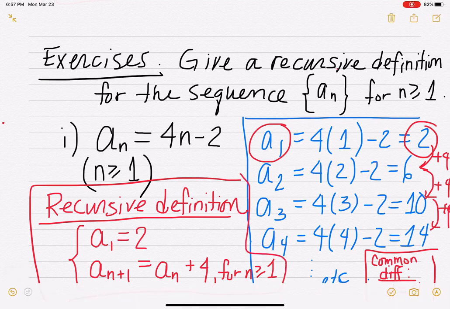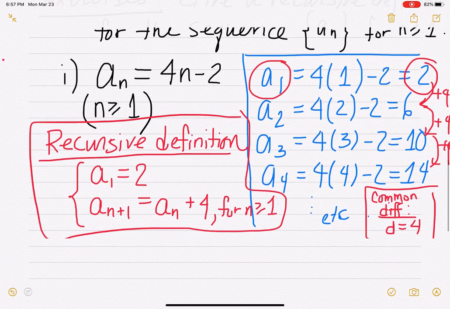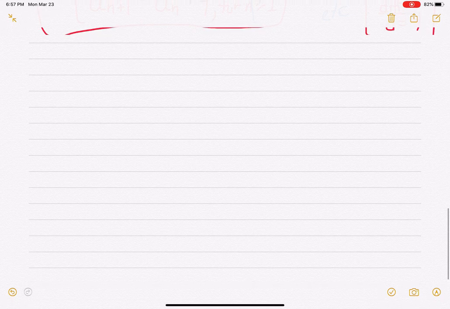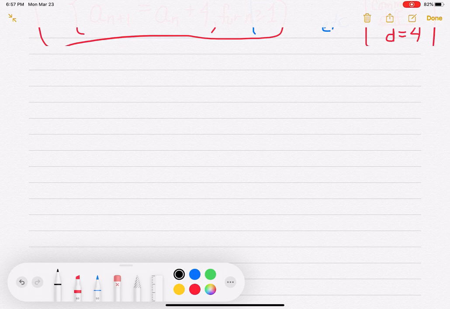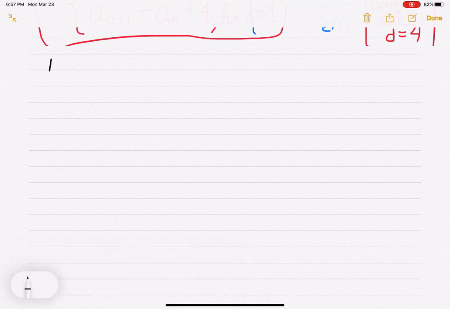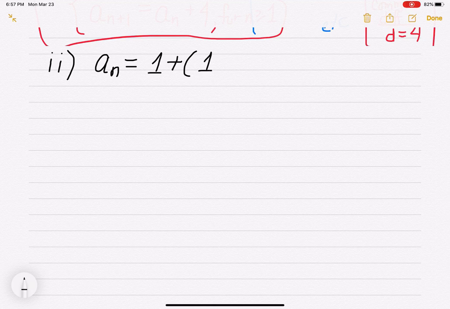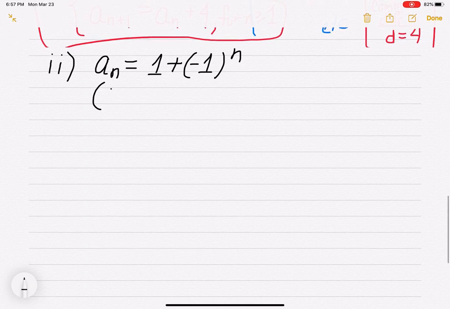Let's do another example of having a sequence in closed form and then putting it in recursive form, just to get some feel for this kind of thing. Let's call this number 2. So here my closed-form sequence is a sub n equals 1 plus (negative 1) in parentheses, raised to the nth power. And here n is greater than or equal to 1.